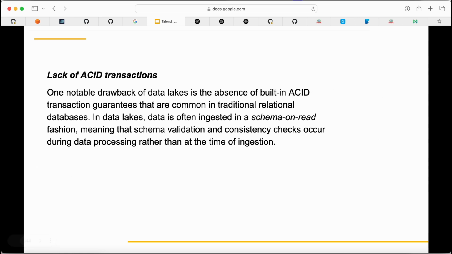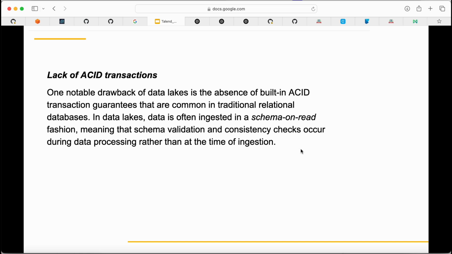But there is one big problem with a data lake, that is lack of ACID transactions. One notable drawback of a data lake is the absence of built-in ACID transaction guarantees that are common in traditional relational databases. In data lakes, data is often ingested in a schema-on-read fashion, meaning that schema validation and consistency checks occur during data processing rather than at the time of ingestion. So what this statement is actually saying is, if you want to do update, merge, delete logic on top of the data which is stored on the blob storage, you can't do that.